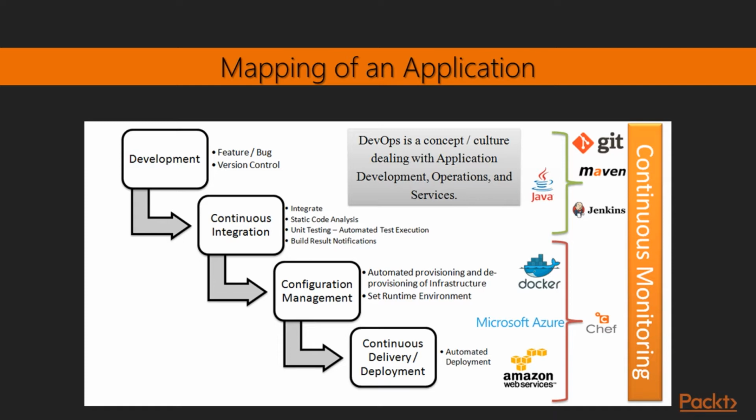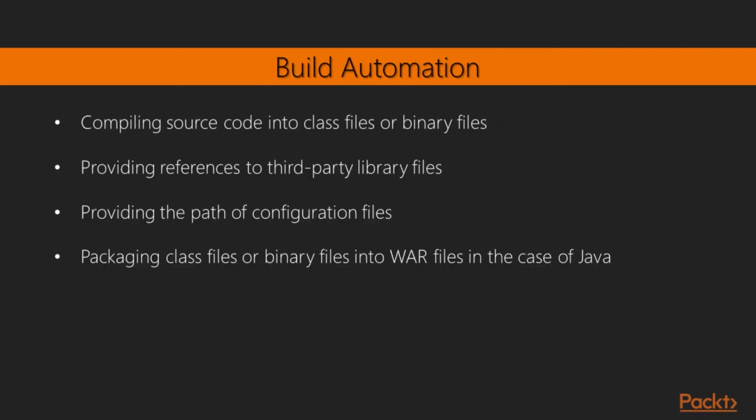This diagram shows a mapping of different parts of an application delivery pipeline with the toolset for Java web applications. We will use a sample Spring application throughout this video for demonstration purposes, which is why the toolset is related to Java. Build automation. An automated build helps us create an application build using build automation tools such as Apache Ant and Apache Maven.